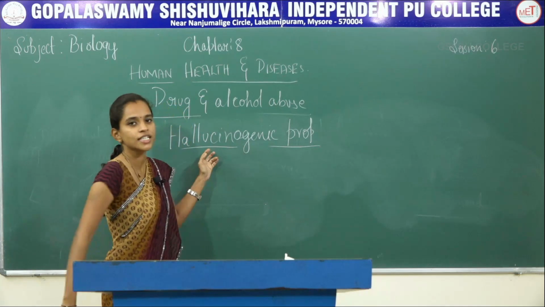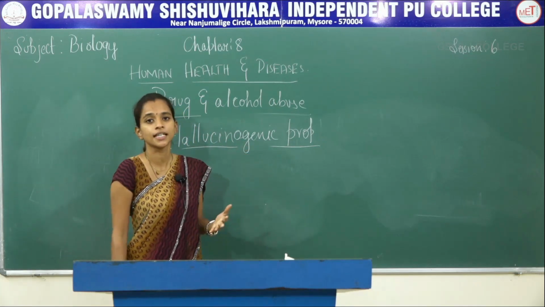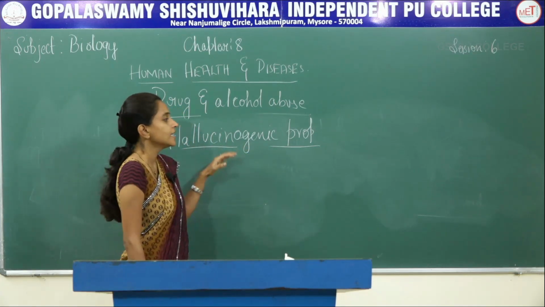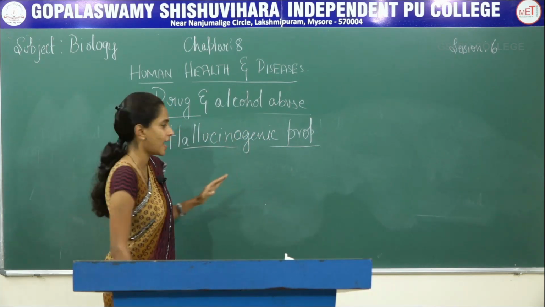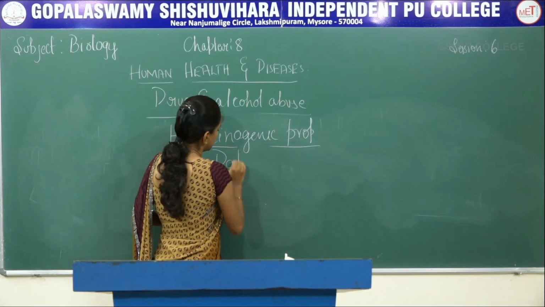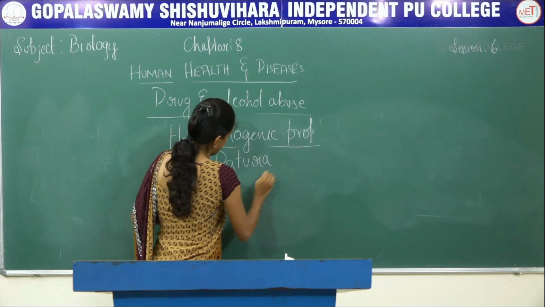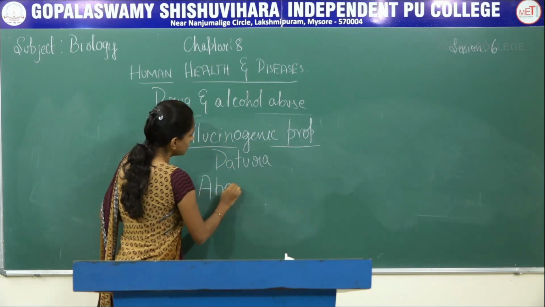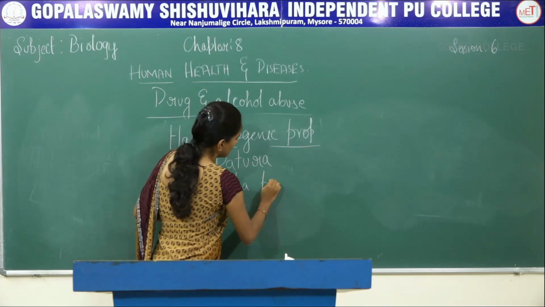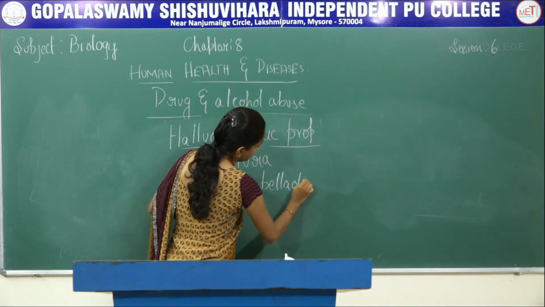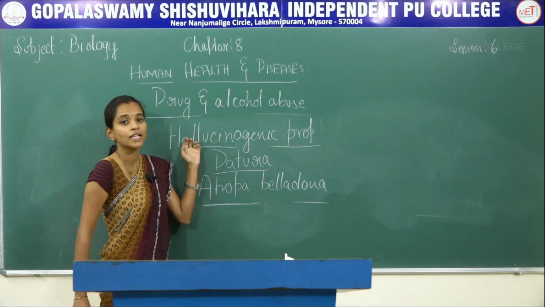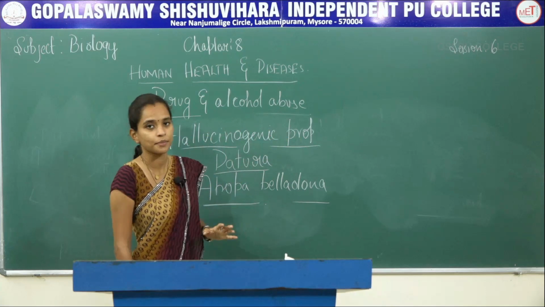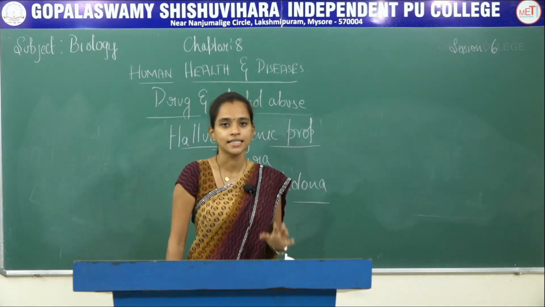The hallucinogenic property, that is imagining certain things which are not present in reality, is also present in some plants like datura and Atropa belladonna. These are the two plants in which hallucinogenic properties can be seen.